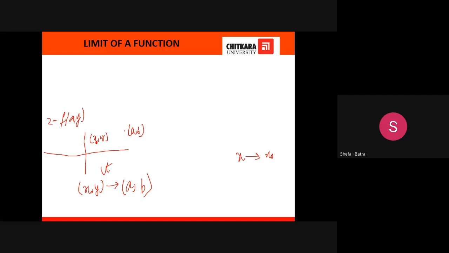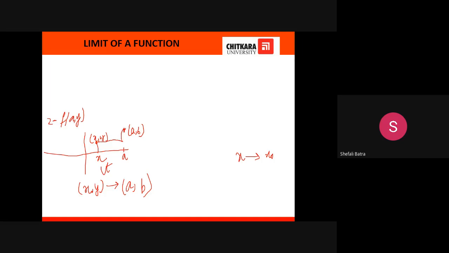Because on the x-axis, a single axis, you can move either left or right. But in this xy domain, there may be multiple paths for moving from this point to this point. Let us say I want to move from x to a. Let us say this is your x point and this is your a point. So I will move like this. Horizontally move and then vertical move.